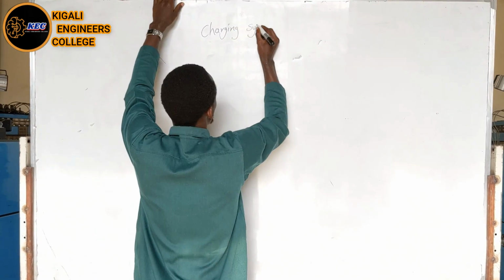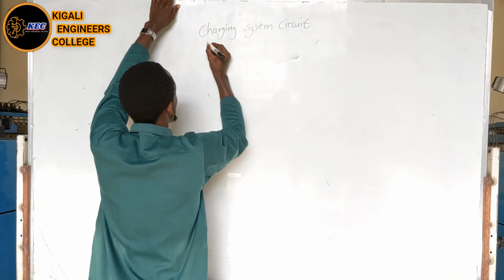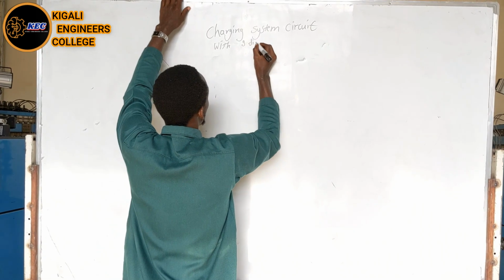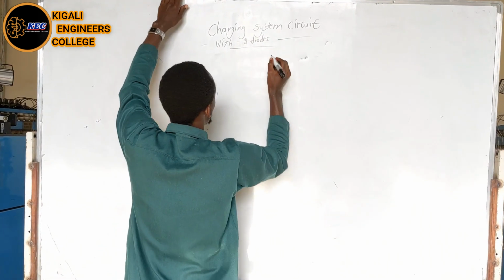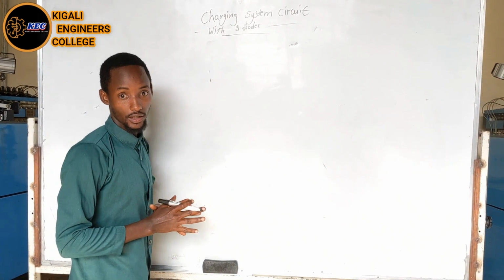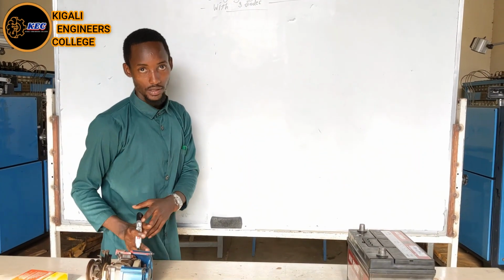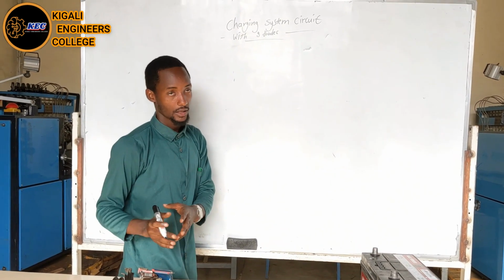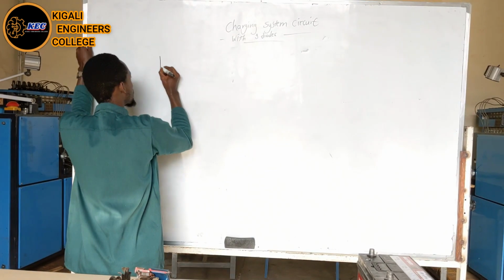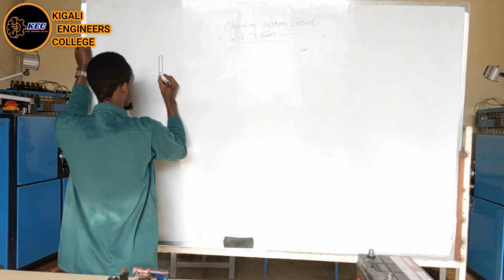Charging system circuit with 9 diodes. So the first one, let's start by drawing the symbols that represent the parts of the alternator. The first one, let's start with the rotor. The rotor is the moving part of the alternator.